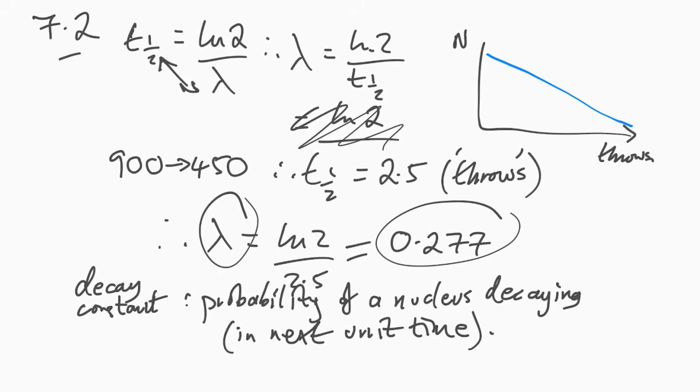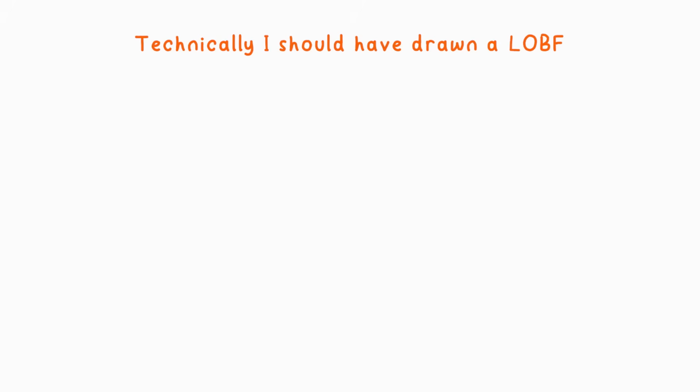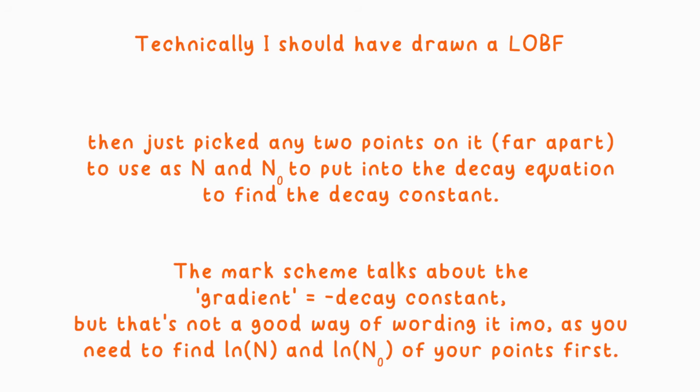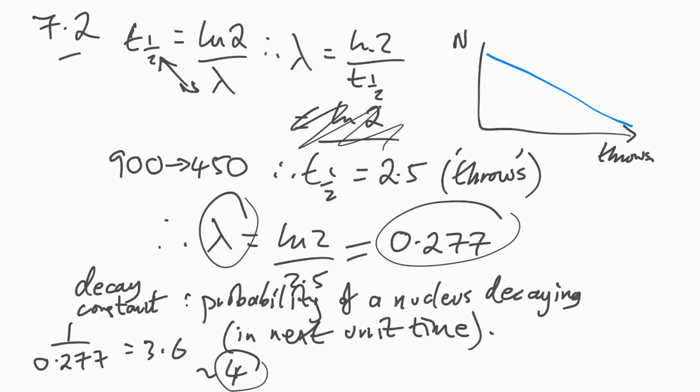So if we just do 1 divided by that, 1 divided by 0.227277 rather, we end up with 3.6, which is around 4. So in other words, there's a 1 in 4 chance of a nucleus decaying, which means that there must be 4 sides per die in this case. But not an easy question. In fact, it's a very jerk question. So that's classic AQA.